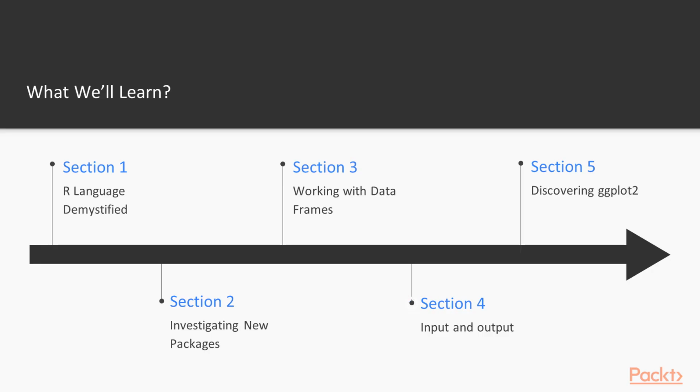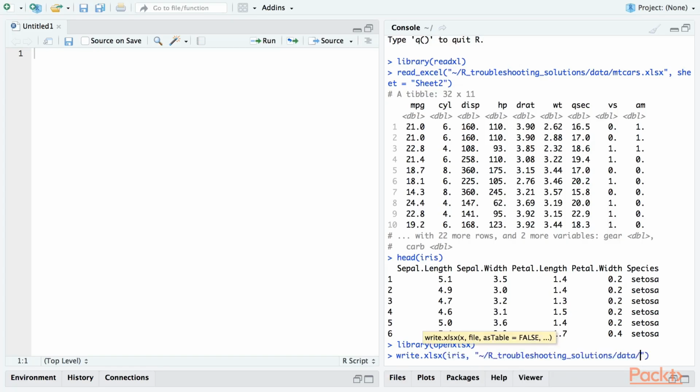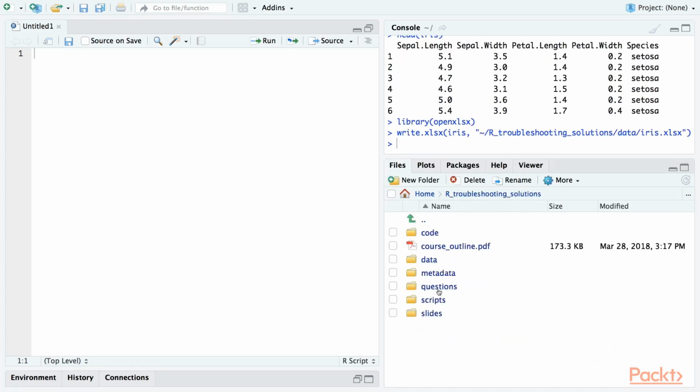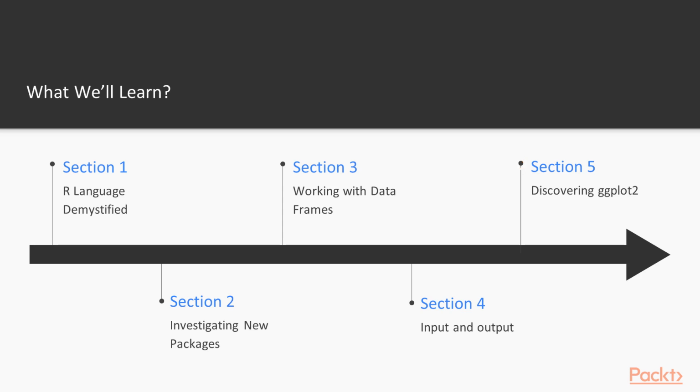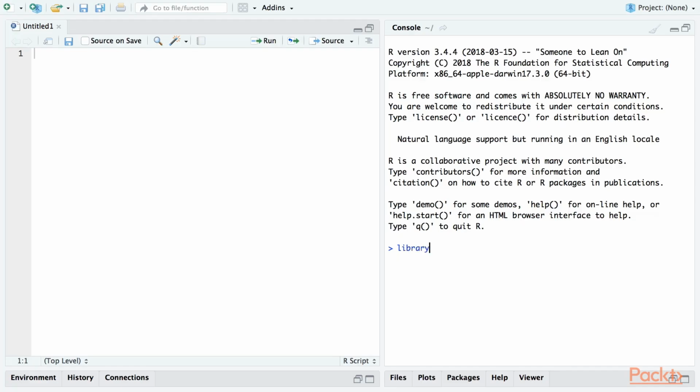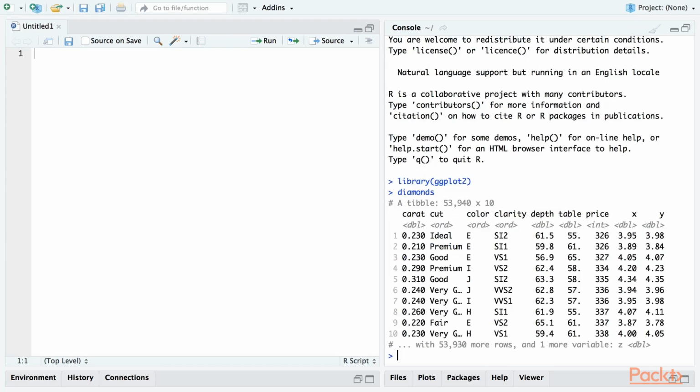After that, we'll learn a variety of methods for getting different types of data into and out of R, including downloading and scraping data from the internet. Finally, we'll take a deep dive into ggplot2 and learn the solutions to common questions about customizing your ggplot2 plots.